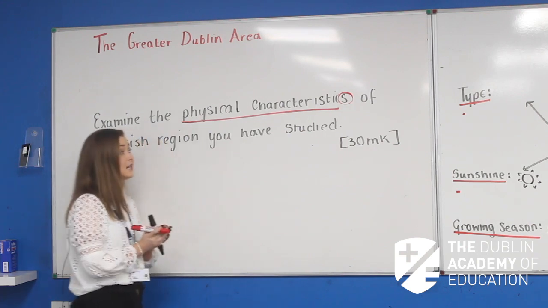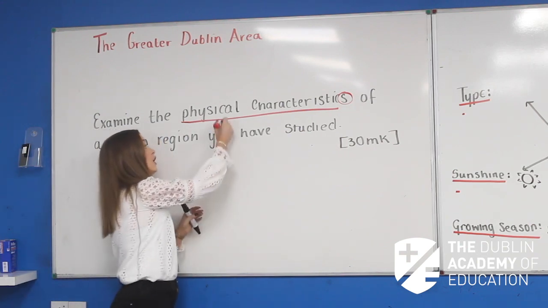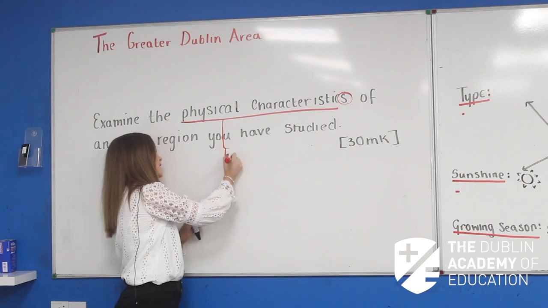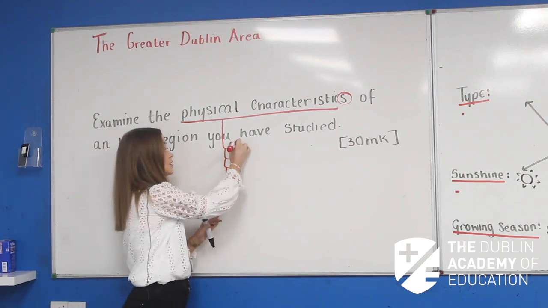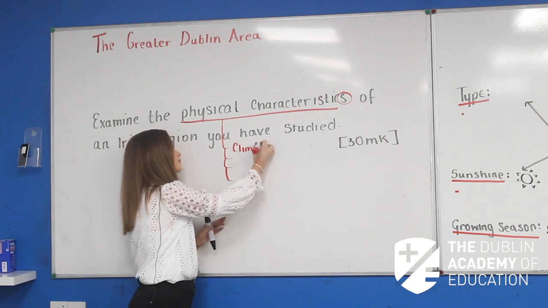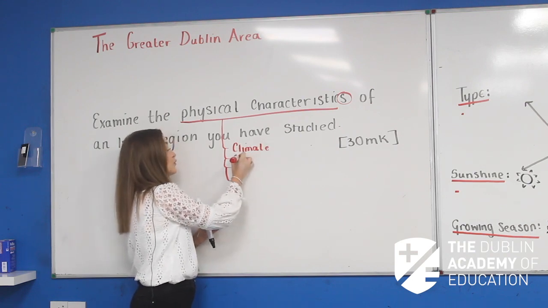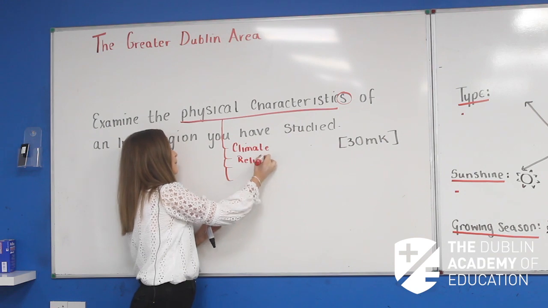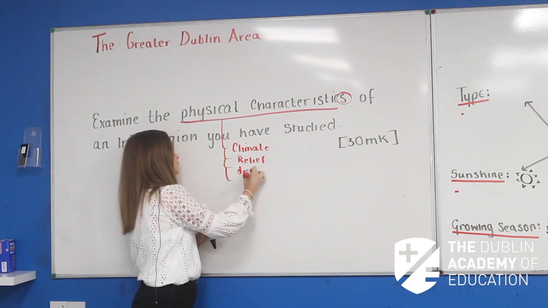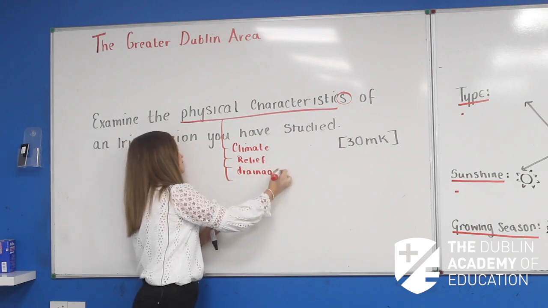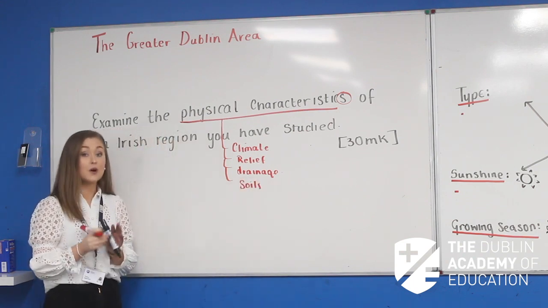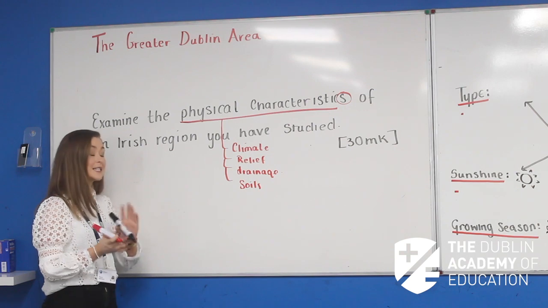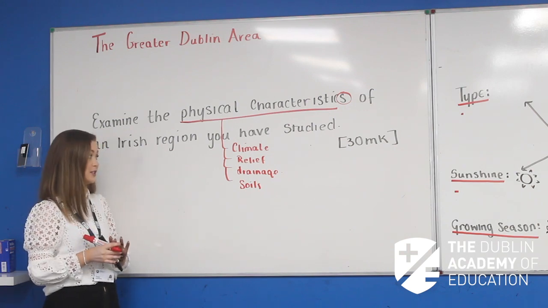We have 4 physical characteristics that we are going to discuss. That is climate, number 1, relief, drainage, and finally, soils. So our 4 physical characteristics: climate, relief, drainage and soils.